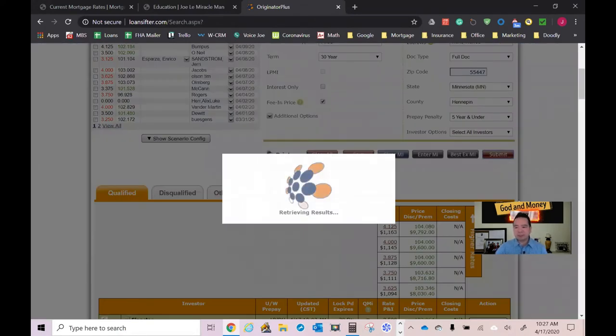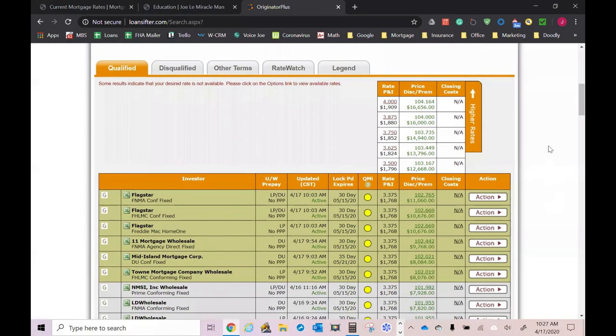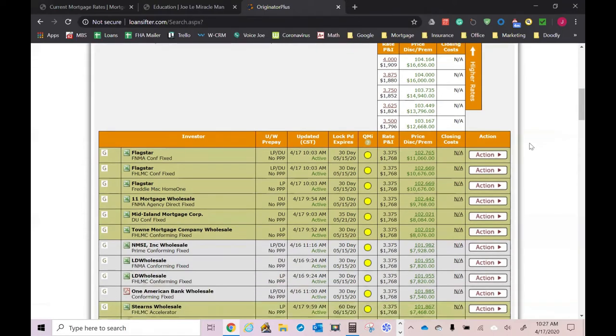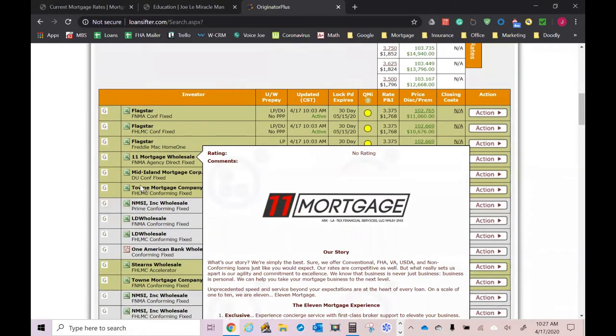Now, a couple of things I want you to notice is how, because I'm a broker, I can shop many different companies, and you'll see that here. This sorts by, it puts the highest ranking on top, so the lowest interest rate on top. So we see Flagstar, great company, we got 11 mortgage, and as we go down, it's going to get worse and worse. So obviously, we want to look at the top.